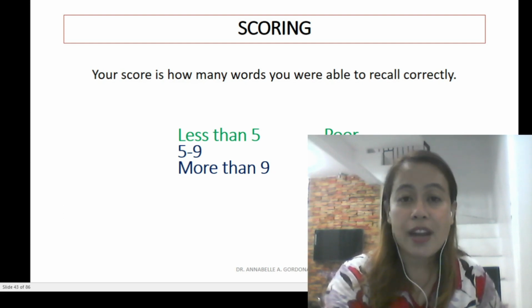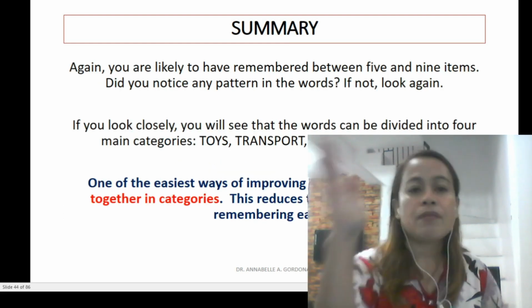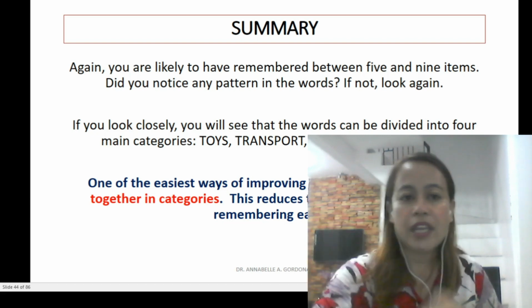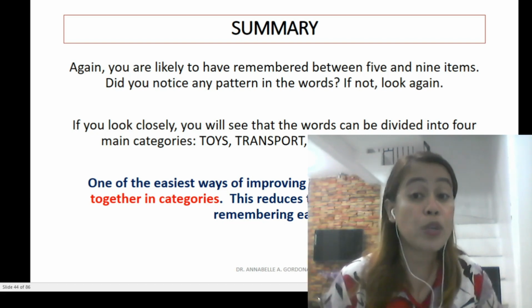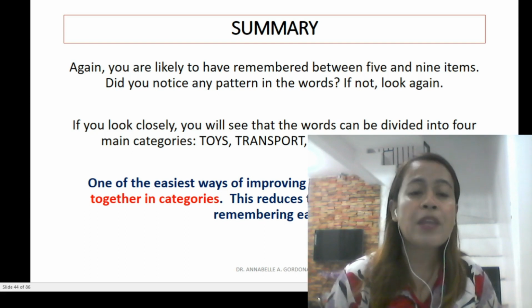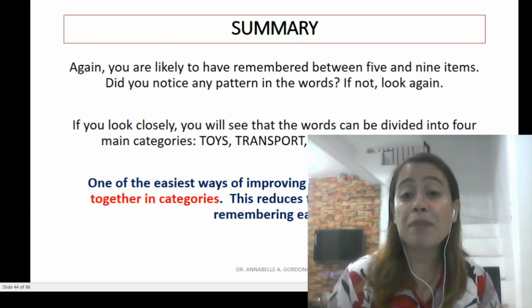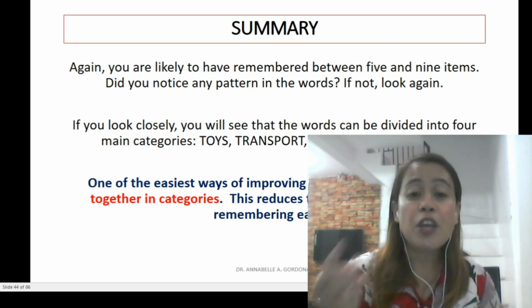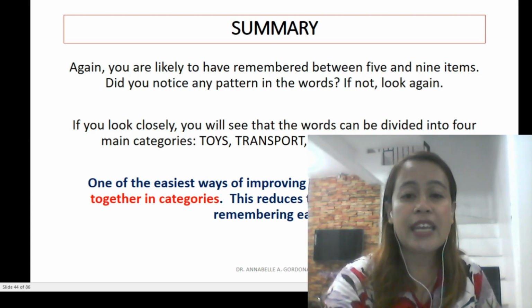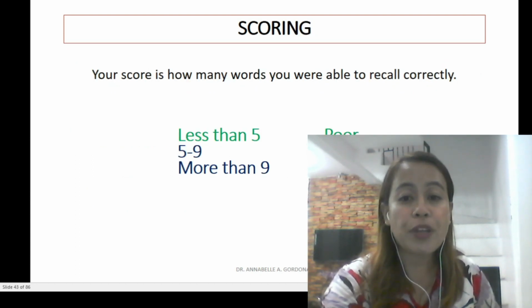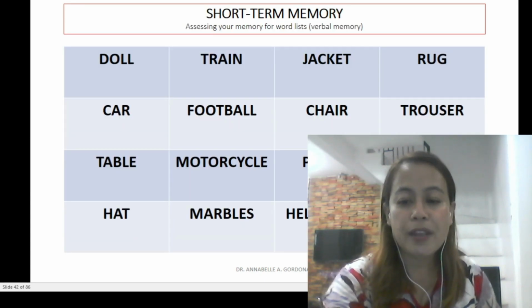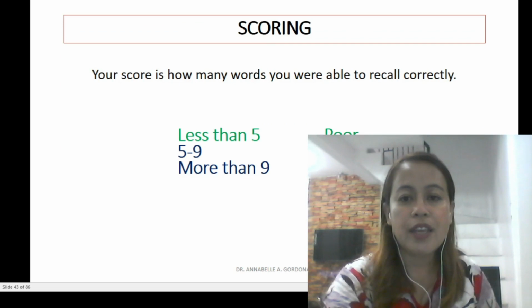So next, are you ready? I have here just a summary of the things that we did. Again, you're likely to have remembered between 5 and 9 items. So if you have noticed, there is actually a pattern in the words. Okay, so if you look closely, you will see that the words can be divided into 4 categories. There are furniture, clothing, transportation, okay, and what else?